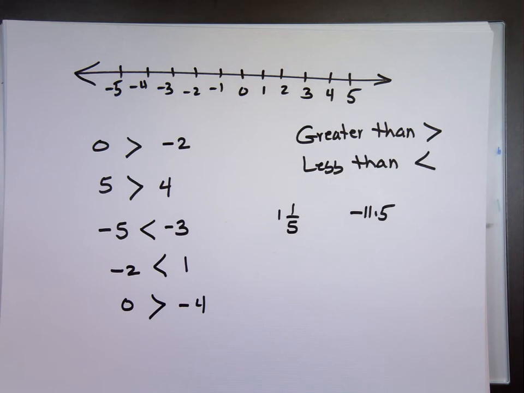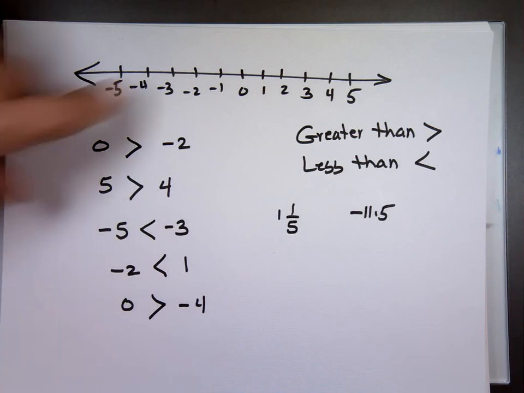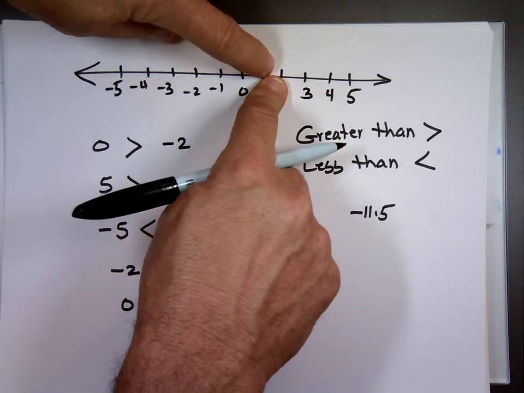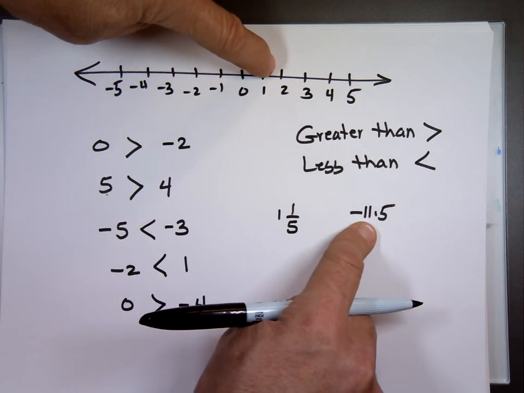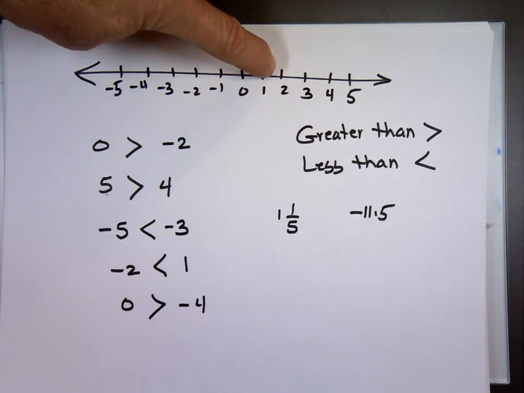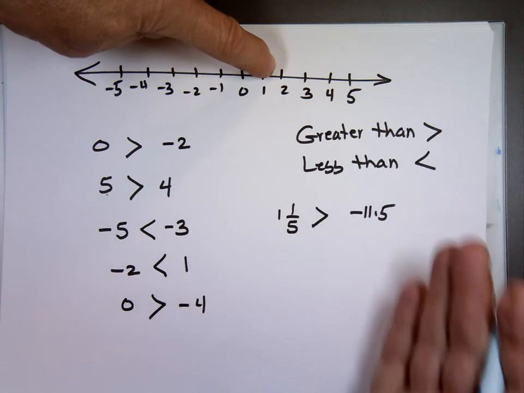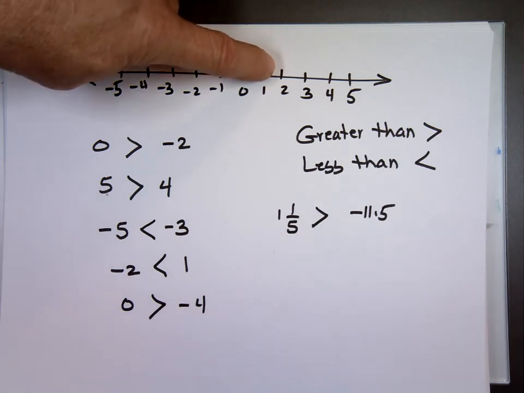Greater than. Are you sure? Yeah. Why? 1 and 1/5 is positive. Exactly. 1 and 1/5 is a positive number. It's on the right side, somewhere here. And where's the negative 11? Way down here on the left. So 1 and 1/5, a positive number, is always bigger than a negative number. Always. Doesn't matter what the value of that is.